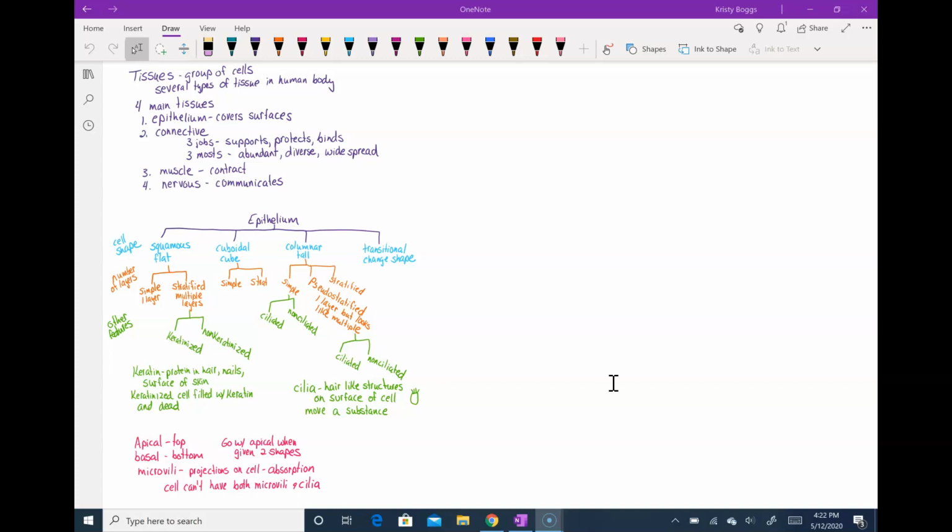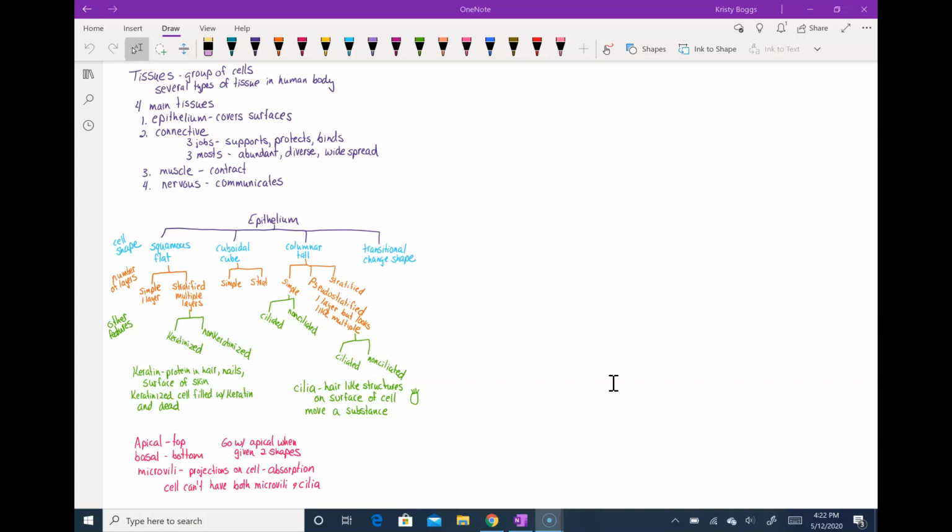So when we're looking at epithelium, the first thing we want to know is what shape is it? The next thing to look at is how many layers. Think of like a brick wall, how there's layers. Epithelium can be simple, which means there's 1 layer. It can be stratified, which means it has multiple layers. Or it can be pseudostratified, which means it's 1 layer, but it looks like multiple layers.